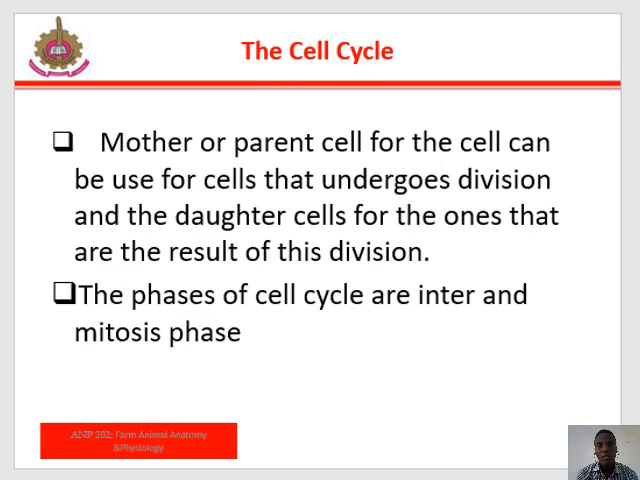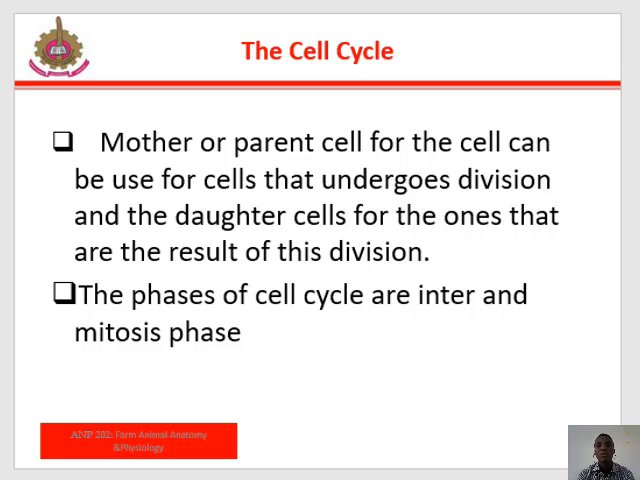Then the next thing we talk about is the cell cycle. Mother or parent cell can be used for cells that undergo division, and daughter cells for the ones that are the result of this division. The phases of the cell cycle are interphase and mitosis phases. Before each daughter cell undergoes division, it must grow to the same size as its mother cell.